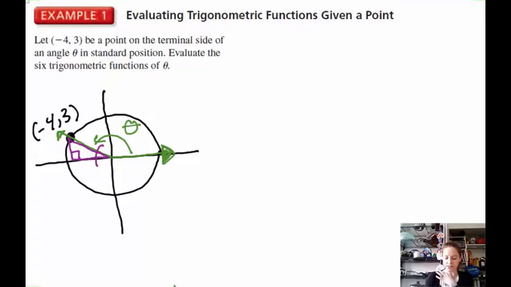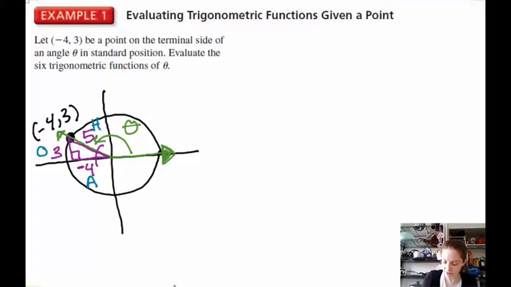And now let me label the sides. So we have the x value of -4. We have the y value of 3, and now we need the radius. Well, I can see this is a 3, 4, 5 right triangle. So I know that's 5. If you didn't know that was 5, you could use the Pythagorean theorem, a squared plus b squared equals c squared, to find the missing side c. Let me label the sides. We have the hypotenuse, the opposite, and the adjacent. Remember, opposite is across from the reference angle, adjacent is next to.